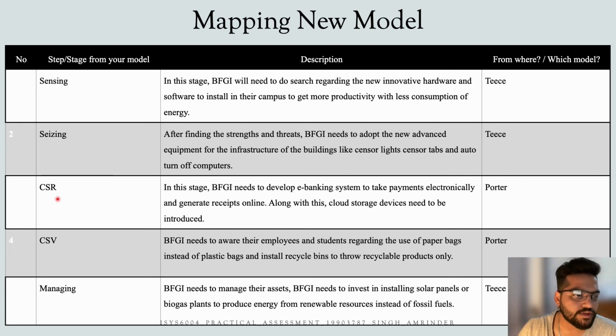So the next one is corporate social responsibility. In this stage, the BFGI needs to develop an electronic banking system to take payments electronically, and the system will generate the receipts online and send them to the students through emails or messages. It saves a lot of paper, and along with this, cloud storage devices need to be introduced that allow the teachers and the students to reduce the use of paper and their personal devices.